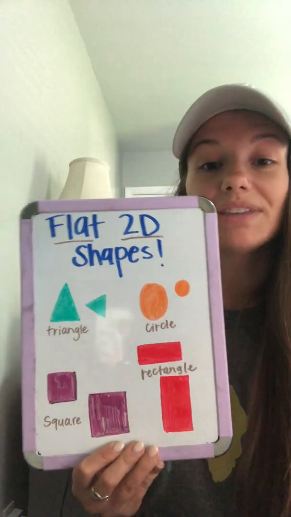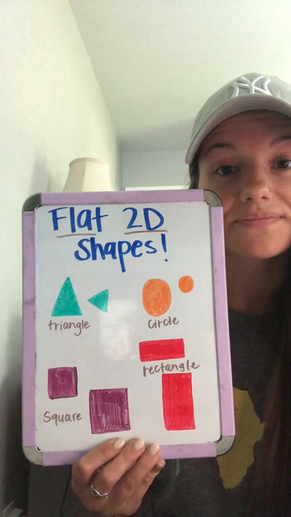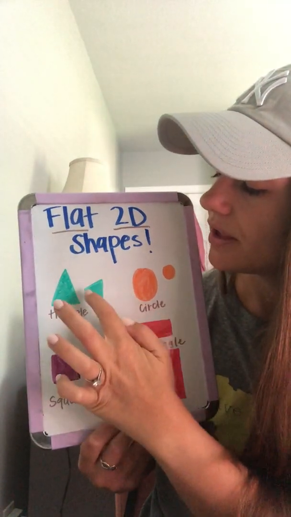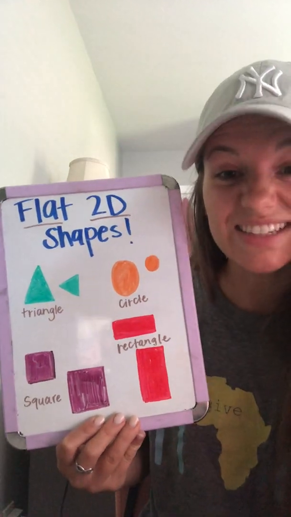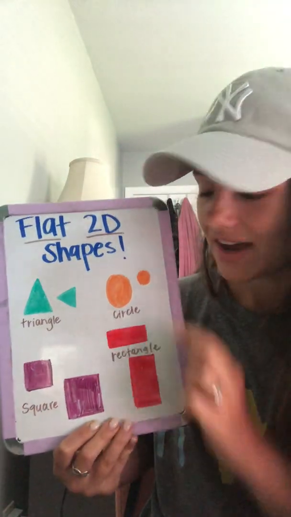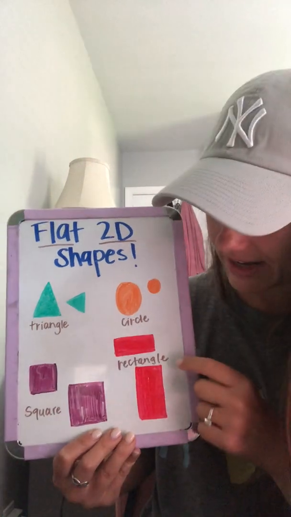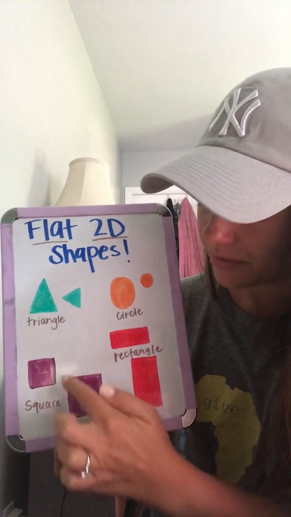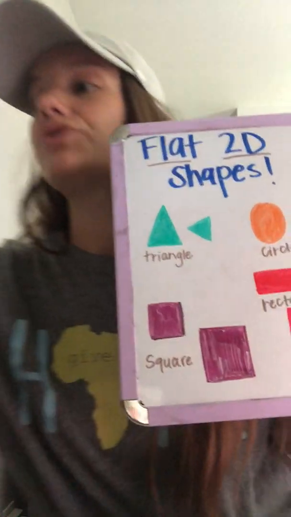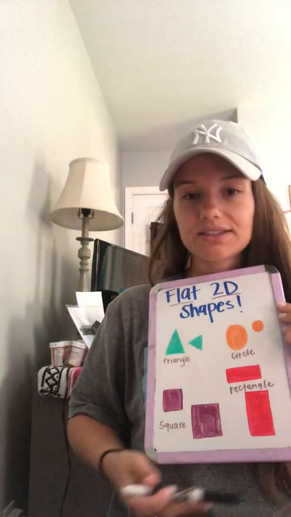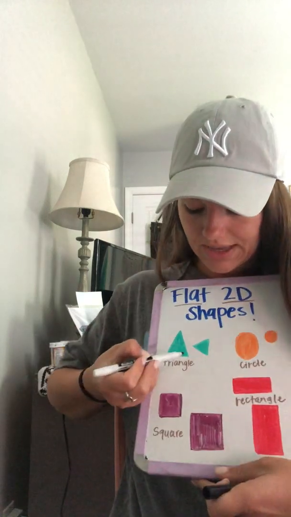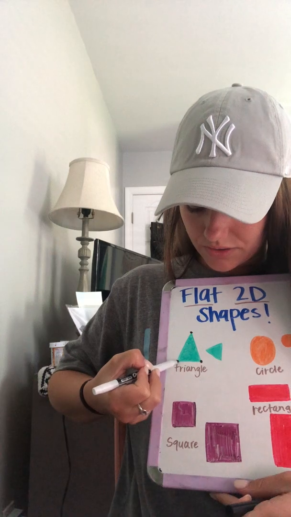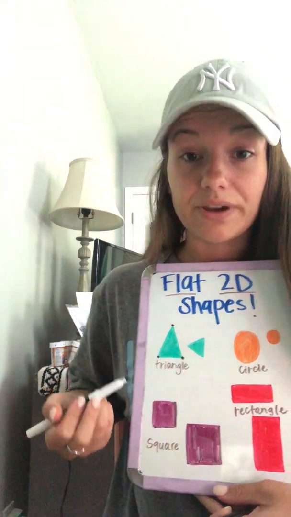Now, which one of these shapes has 3 points? If you said triangle, good job. A triangle has 1, 2, 3 points. That's different than every other shape. A circle doesn't have any points. A rectangle has 4 points. And a square has 4 points. If it helps you when you're drawing your shapes to know how many points, you can always count them like this. 1, 2, 3. A triangle has 3 points.